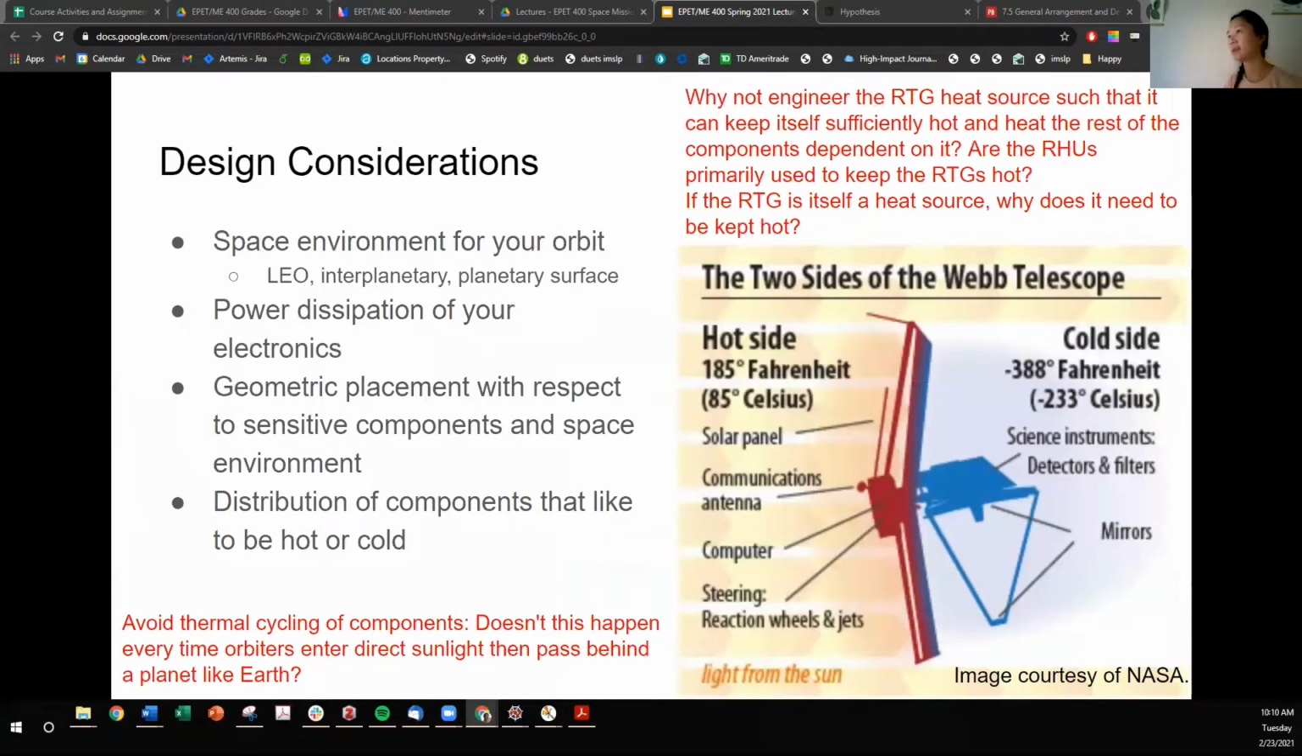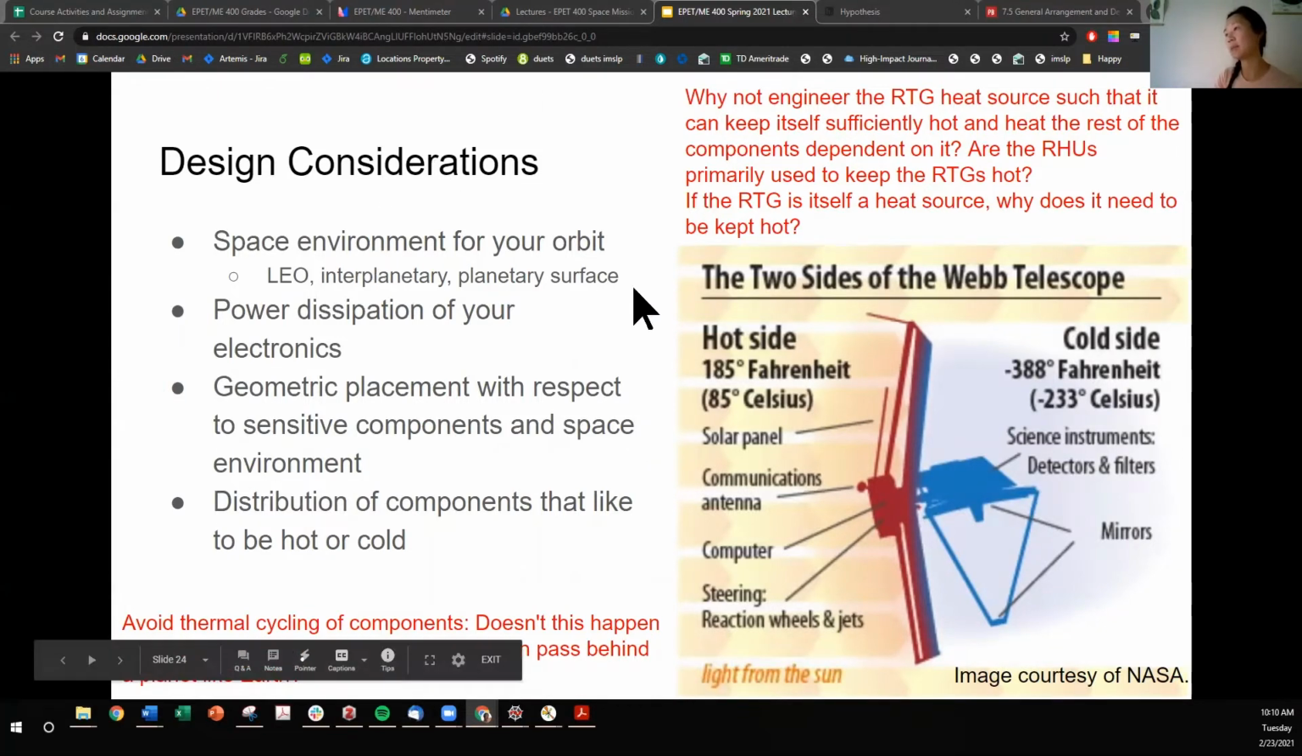Okay, design considerations. Yes, so we've talked about some of these already. What you can consider for your spacecraft design is the environment that it will see for the orbit that you chose for it. You can think about it in LEO. You can think about it in interplanetary and on planetary surfaces, for example.